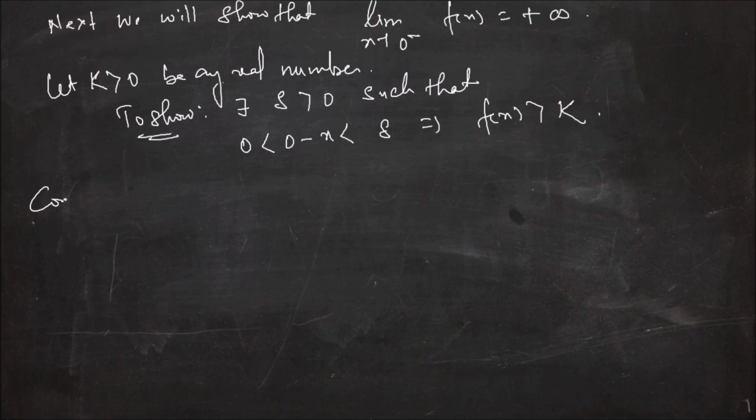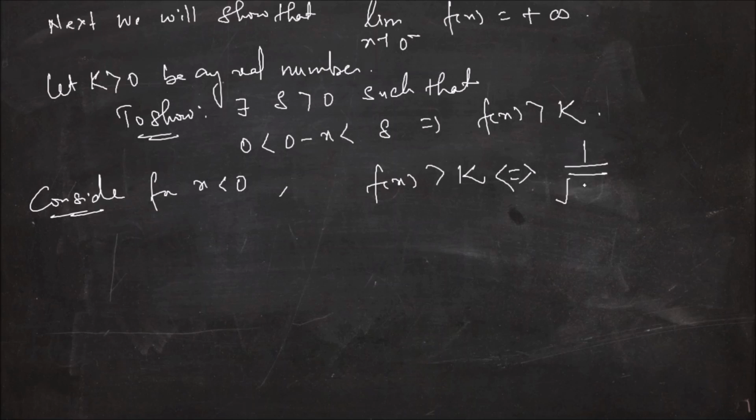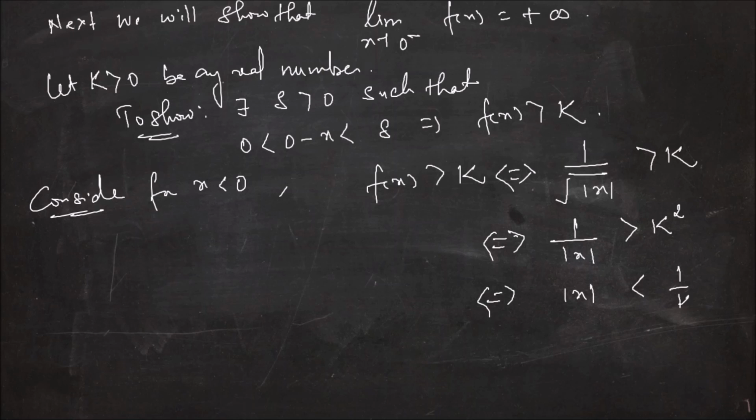So consider, for x, because this time we are approaching from the left, so I am taking x to be less than 0, f x greater than k. So this is equivalent to writing 1 by root mod x is greater than k. Since all the things are positive, I can take square on both sides. So 1 by mod x is greater than k square, and this is equivalent to writing mod x is less than 1 by k square. Now since x is less than 0, this is equivalent to minus x less than 1 by k square.